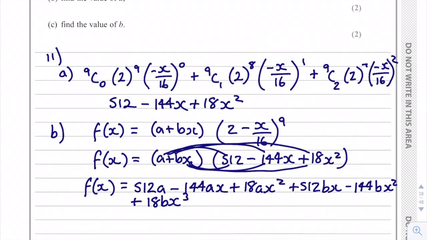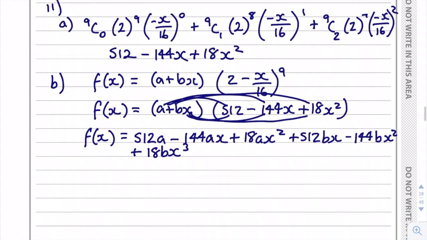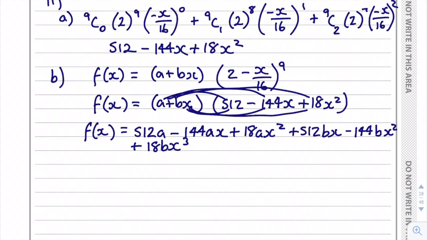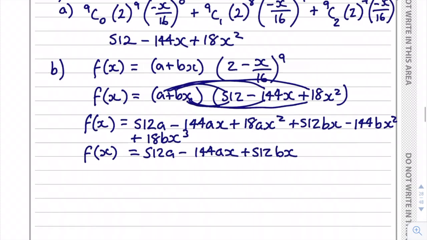Now, my first two terms are 128 and 36. Well, 128 is just a constant, and then 36 is a coefficient of x. So all I need to do is collect the terms which are constants and the terms that are coefficients of x. So I can ignore any coefficients of x squared or x cubed. So if we just say f(x) is equal to 512a minus 144ax plus 512bx, then that's all we need to worry about.